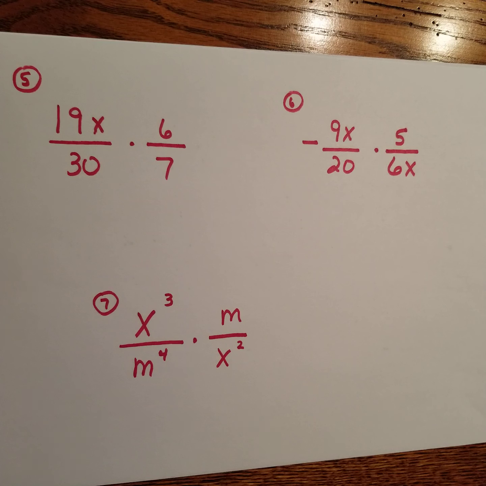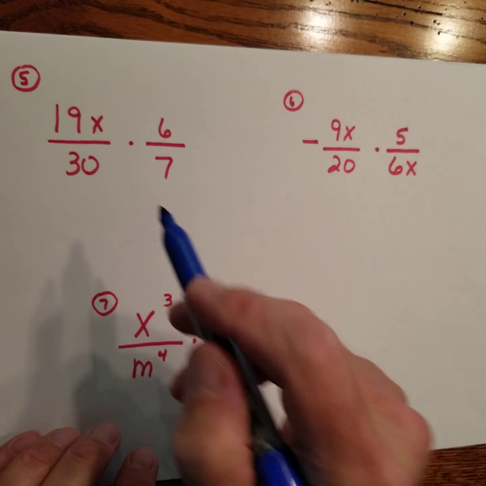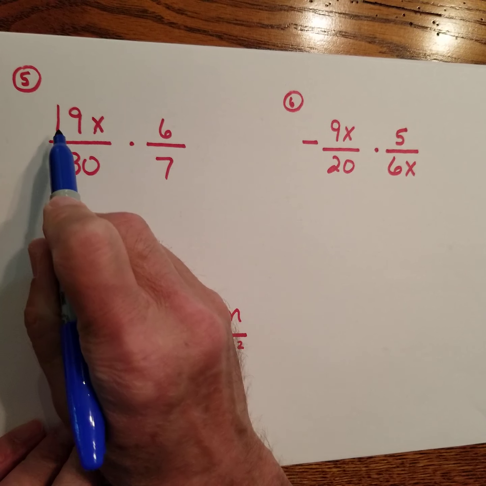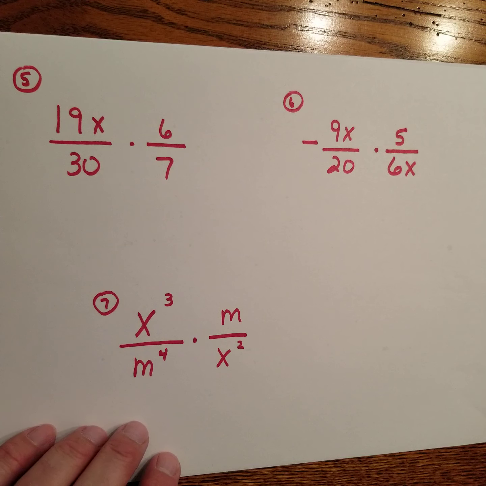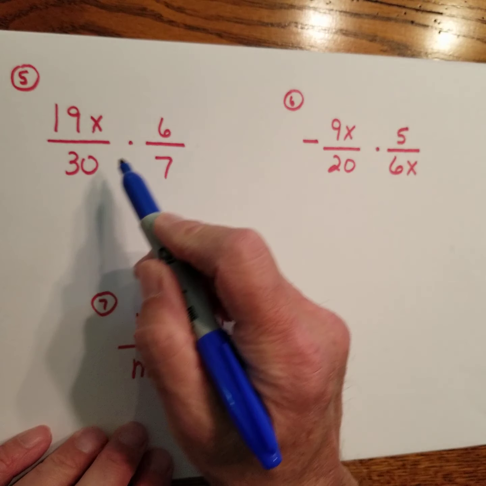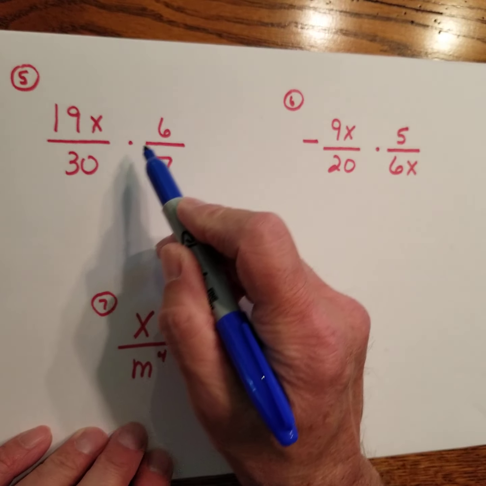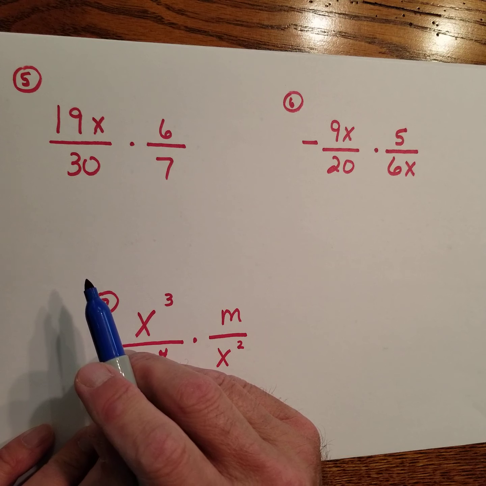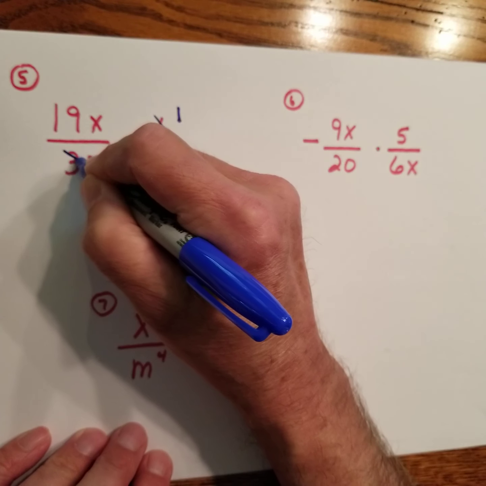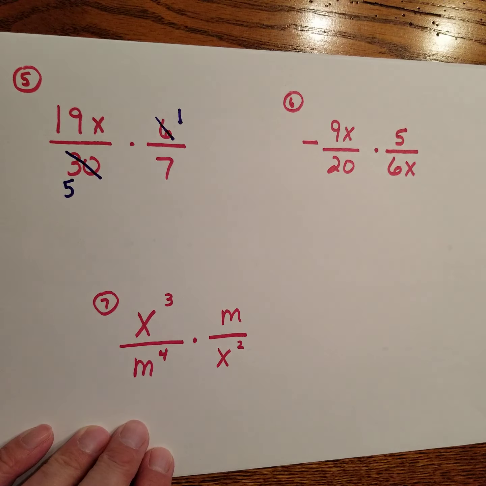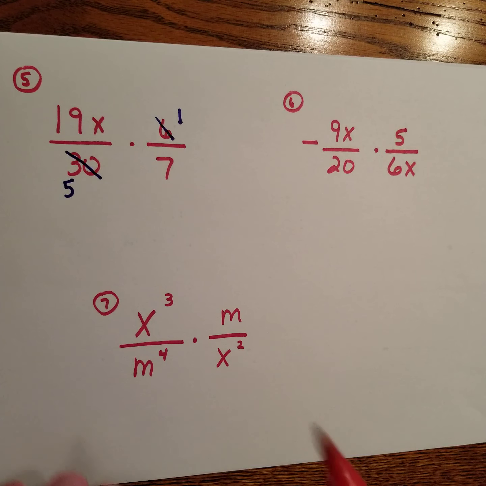5, 6, and 7 have variables in them. So we'll make sure that we discuss the rules for those as well. In number 5, I'm going to multiply. So I'll multiply tops, multiply bottoms, but let's look to reduce first. I'm looking at the 6 and the 30. Aren't those both divisible by 6? I'll divide 6 by 6, that's 1. Divide 30 by 6, that's 5. Now multiply tops and bottoms.